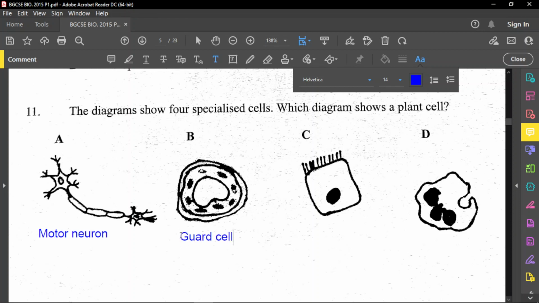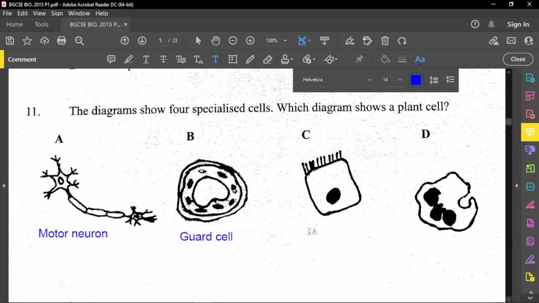It could also be representing a spongy mesophyll cell, because spongy mesophyll cells are a roundish type of cell, or more circular. So it's a guard cell or a spongy mesophyll cell. And you notice the black regions, those will represent the chloroplasts, and the large central vacuole will be there.